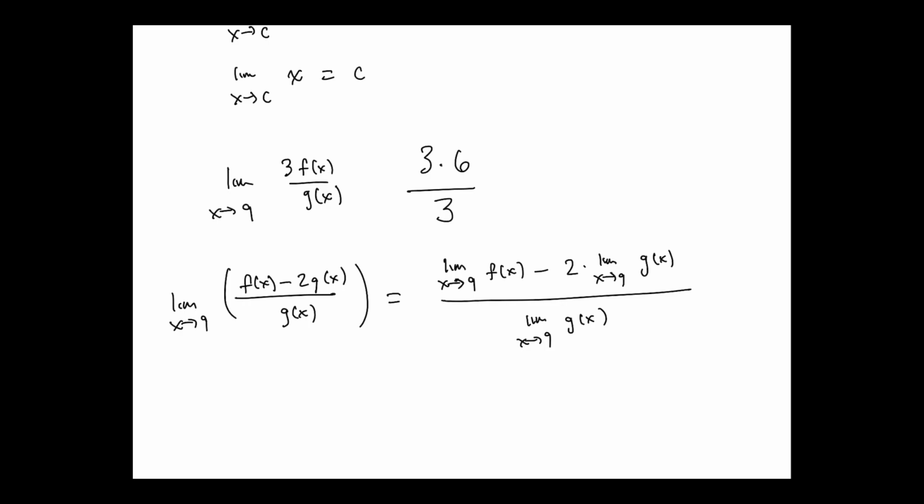So what are the 2 limits that we need? What's the limit of f? We said it was 6. What was the limit of g? 3. So in this case we get what? 6 minus 2 times 3 all over 3, which happens to be 0, because the numerator is 0. And again, if the top part's 0 and the bottom part's anything but 0, we're okay. No worries. Okay, good?